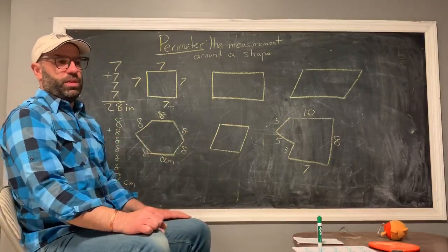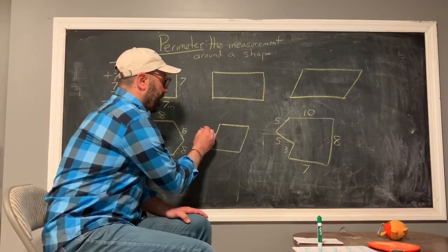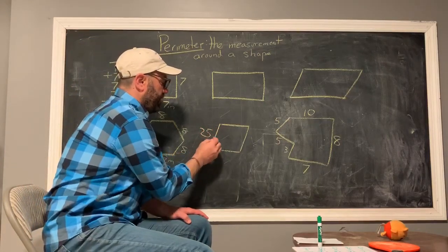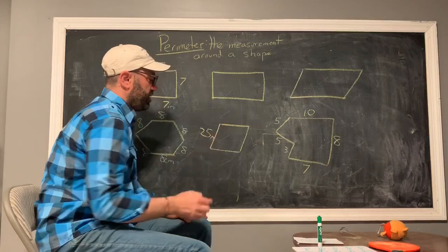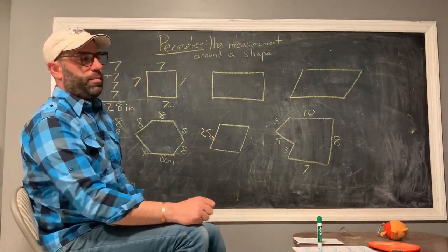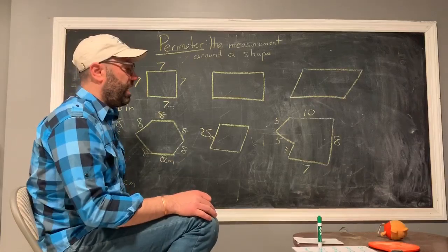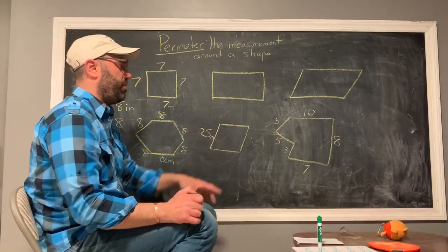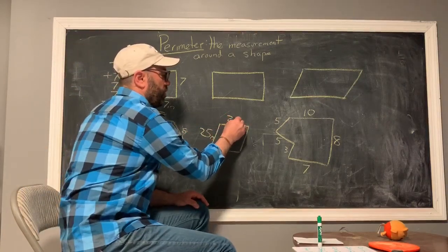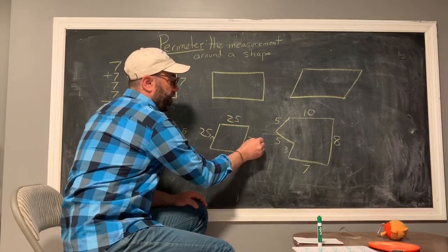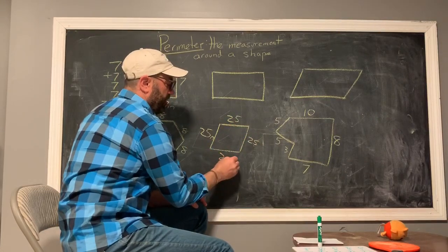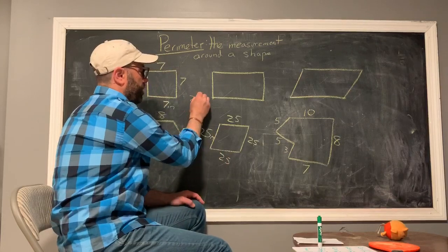Now I got a rhombus, right? And say each one was 25 meters. Now, what do I know about a rhombus? They only tell me one side, but I know all the sides are the same. So each one would have to be 25. So I'd have to do 25 plus 25 plus 25 plus 25.